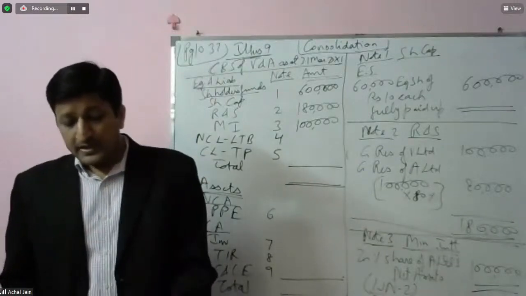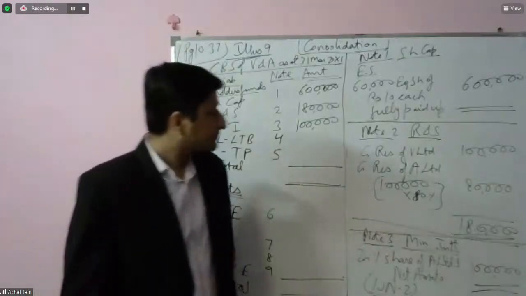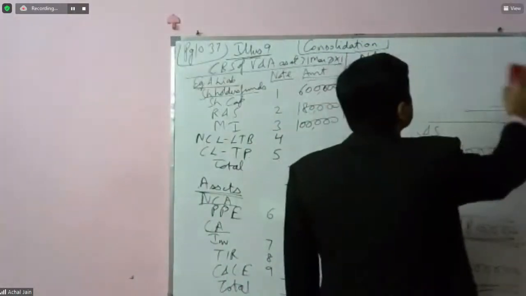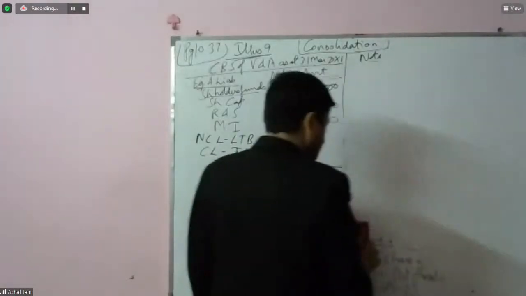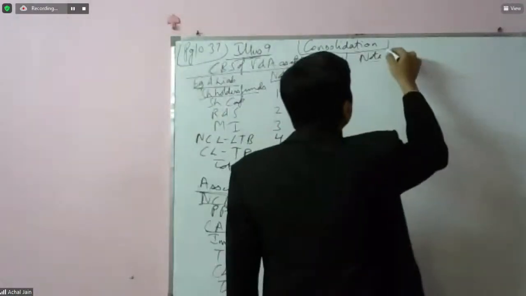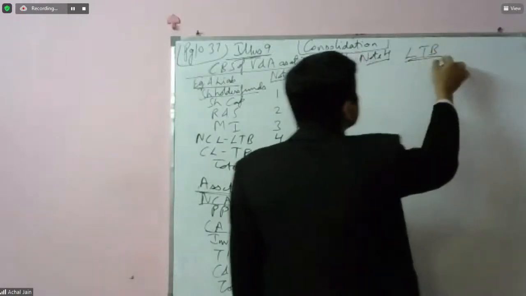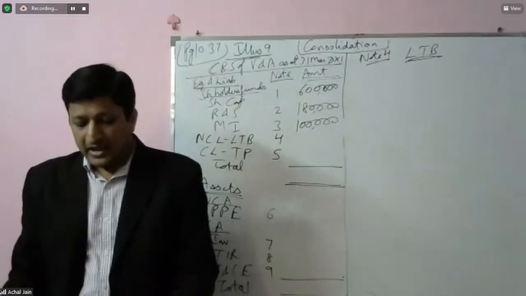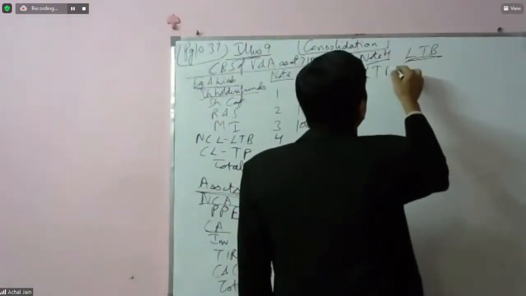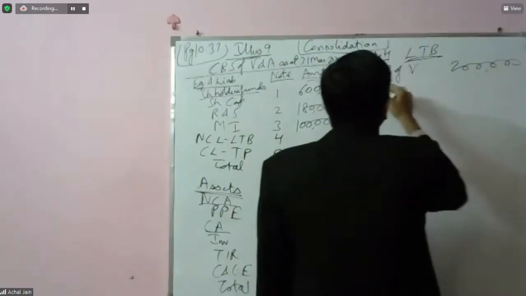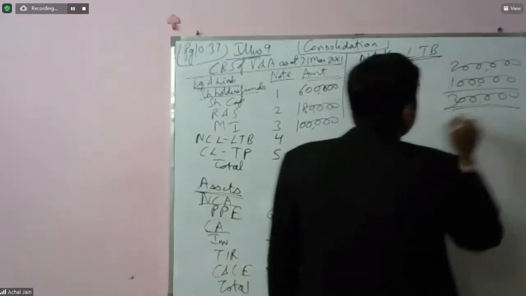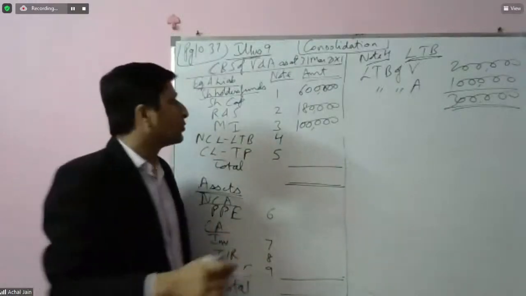Okay. Next is about the long-term borrowings. So I'll just clear all of these notes. Note number 4, long-term borrowings. Now, do you have long-term borrowings for these two companies? Yes, for B and A both, 2 lakh and 1 lakh. Long-term borrowings of B, 2 lakh. Long-term borrowings of A, 1 lakh. Do we have any adjustment on this? No.